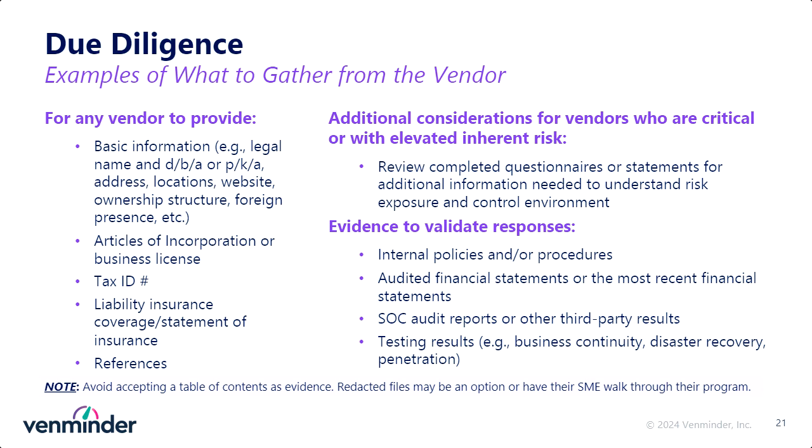Vendors that are critical or high risk will need additional due diligence so you can better understand the types of risk and control environment. This generally involves the review of any questionnaires or statements provided by the vendor. And vendor questionnaires and statements are important to review, but it's also essential to validate those responses by reviewing evidence. It's always possible for the vendor to answer something incorrectly on a questionnaire, so collecting that evidence will help ensure you're identifying any discrepancies. Some of the evidence you might collect would be internal policies and procedures, audited financial statements, stock reports, and testing results.